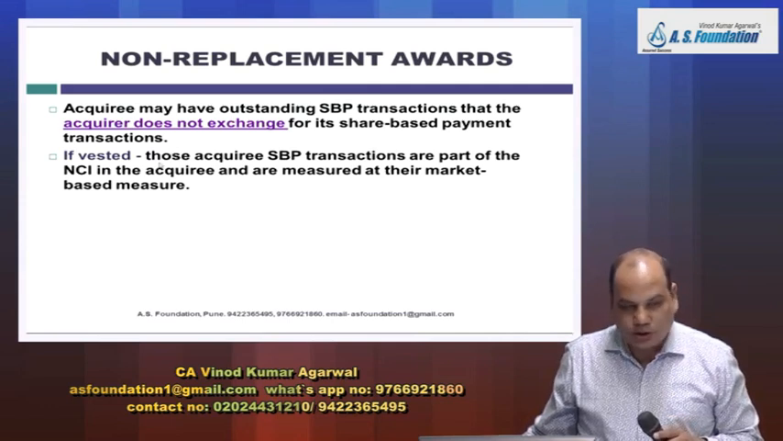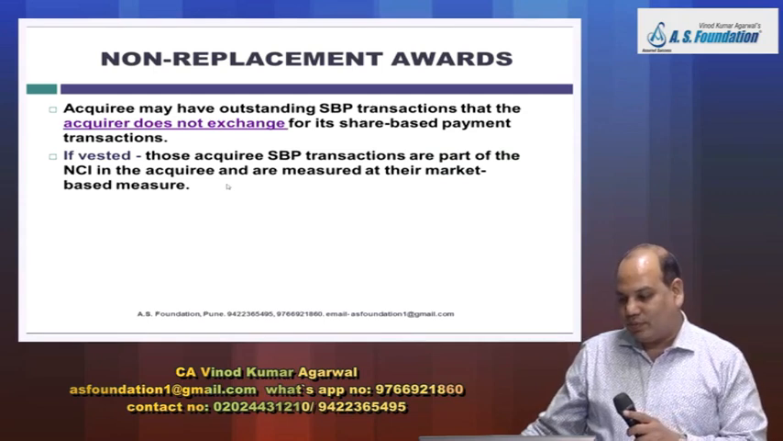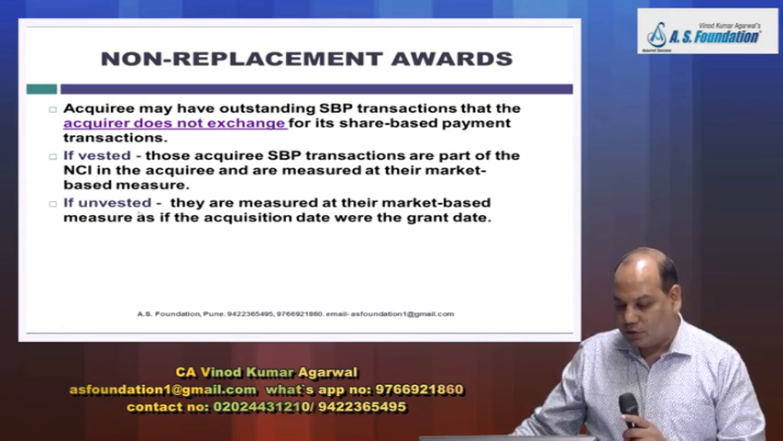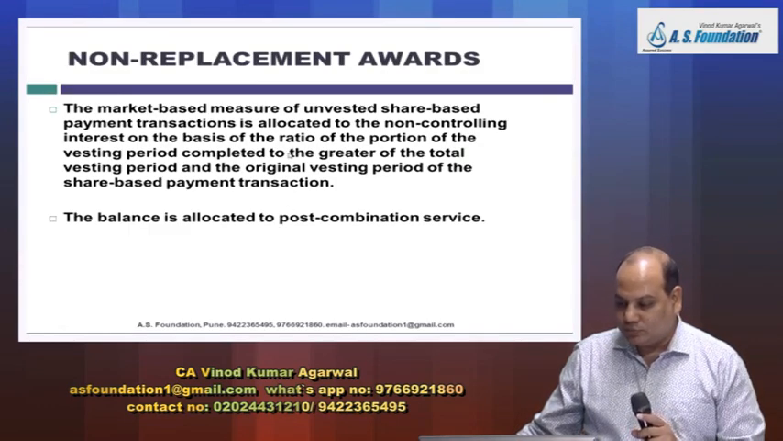Now here also we have two types of situation. One is vested. Vested means conditions have been satisfied. So those acquiree SBP transactions are part of NCI in the acquiree and are measured at their market based measure. And if unvested, then they are measured at their market based measure as if the acquisition date were the grant date. So you will take the fair value on acquisition date and then multiply it by the number of years complete upon the total vesting period.